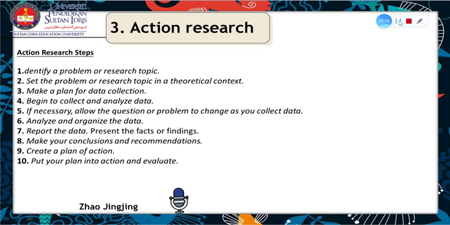2. Set the problem or research topic in a theoretical context. This means doing a review of literature. Look in professional journals, books, and web resources to see what others have found out or have to say about your research topic. Relating your research topic to current literature gives you more credibility and provides a theoretical context for your findings. It also enables you to link theory and practice by connecting what you found in the literature to what is happening in your classroom.